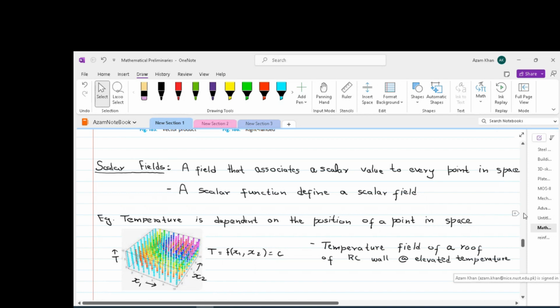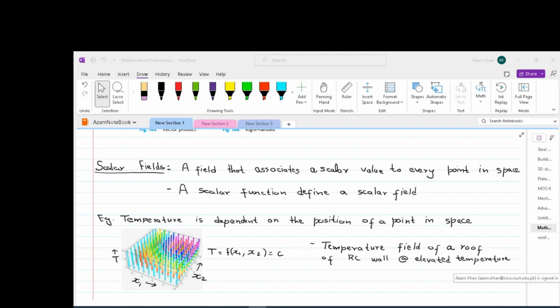Let us now discuss scalar and vector fields. In calculus, a field is actually a coordinate system in either 2D or 3D or n-dimensional system where we can define different functions. A scalar field associates a scalar value to every point in space. A scalar field is defined by a scalar function.